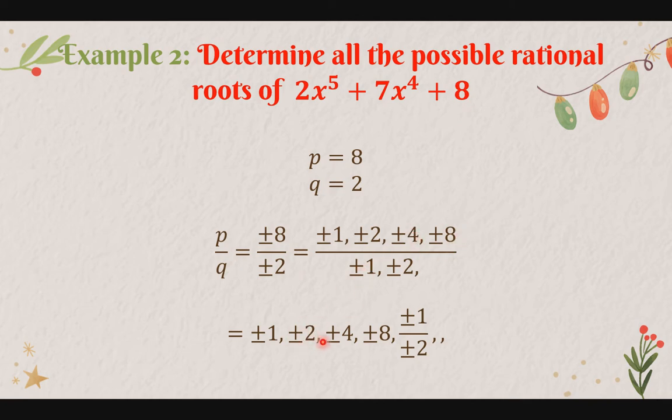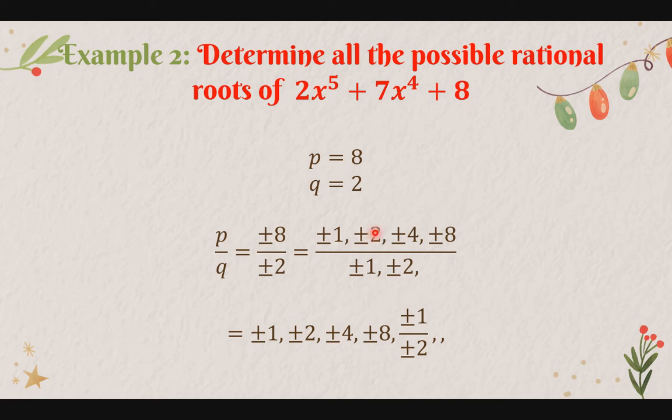4 over 1 is positive negative 4. 8 over 1 is positive negative 8. Next, dahil tapos na tayong ipares tong lahat ng factors ng 8 sa positive negative 1, punta naman tayo sa positive negative 2. So, magiging 1 over 2, which is positive or negative 1 over positive or negative 2.